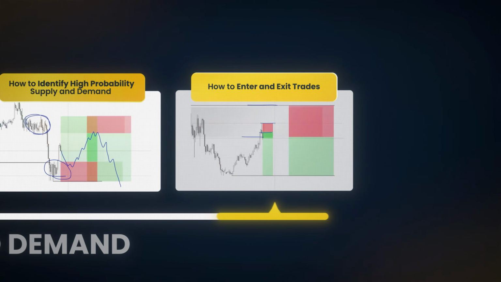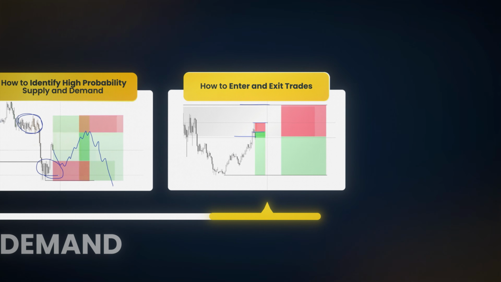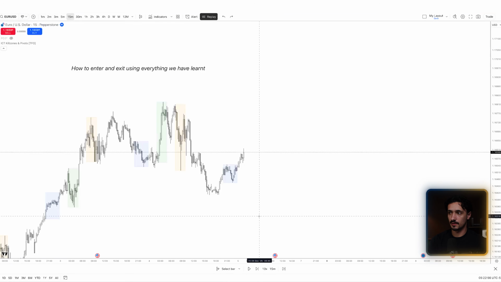Okay, now we'll put everything together and walk through how we will actually enter and exit using everything that we have just learned here in this video. So before we actually even identify supply and demand, as we explained, how to identify high probability supply and demand is based actually on the market structure. So the first thing that you must do when you come into the market is identify your current trend. And so I like to use the 15-minute time frame on Euro US dollar.